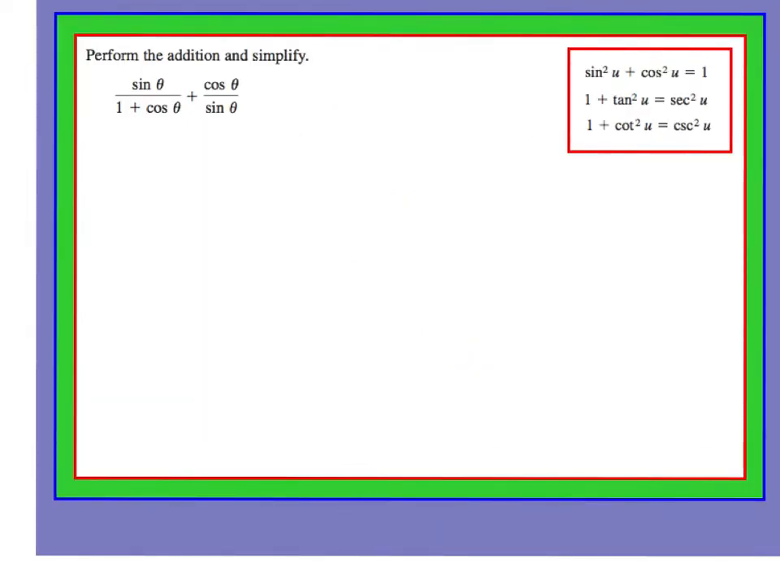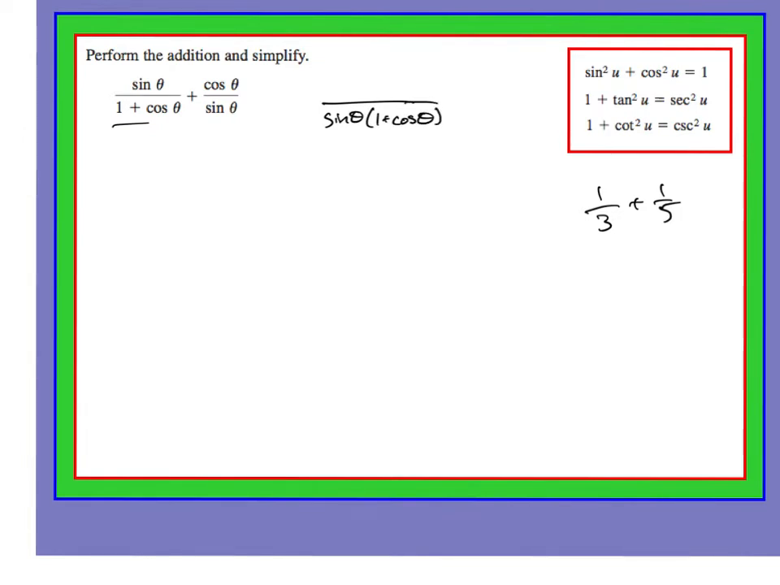All right, so here we go. The first one we have is sine theta over 1 plus cosine theta, plus cosine theta over sine theta, and I'm asked to simplify this one. Well, how do we add something? We need common denominators. If you have 1/3 plus 1/5, the common denominator is 15. You multiplied the denominators. So my common denominator would be sine theta times 1 plus cosine theta.